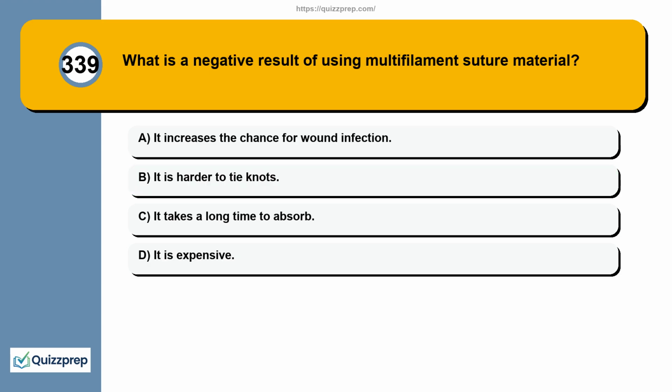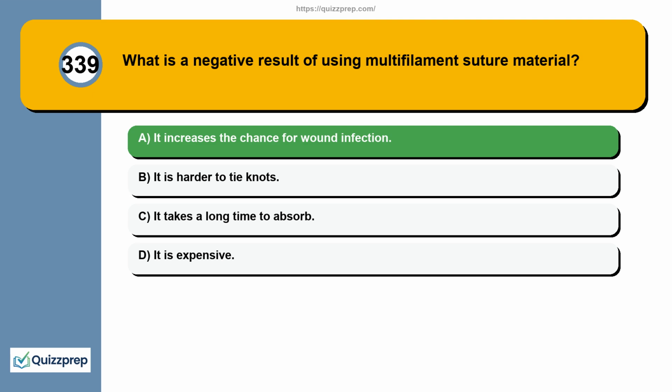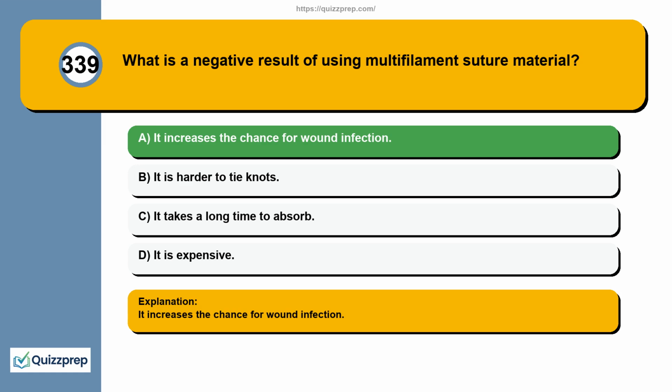Question 339. What is a negative result of using multifilament suture material? Option A. It increases the chance for wound infection. Option B. It is harder to tie knots. Option C. It takes a long time to absorb. Option D. It is expensive. The correct answer is option A. It increases the chance for wound infection.